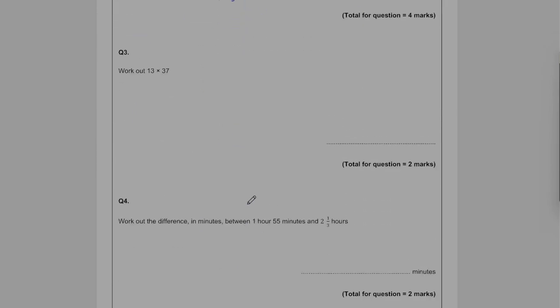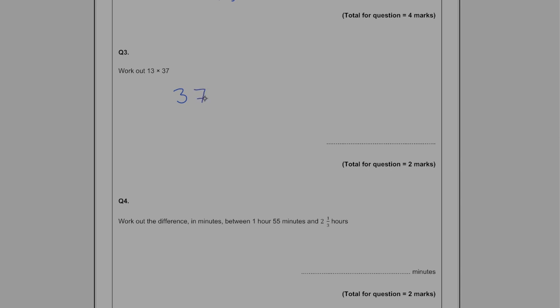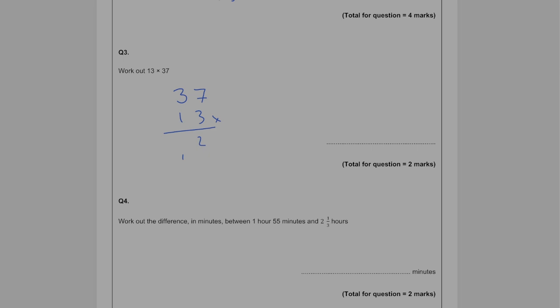Okay, question 13. Work out 13 times by 37. So I'm going to use column multiplication. I have a habit, and just because I think it's easier, I always put my larger number on top. So 7 times by 3 is going to give me 21. Carry the 1.